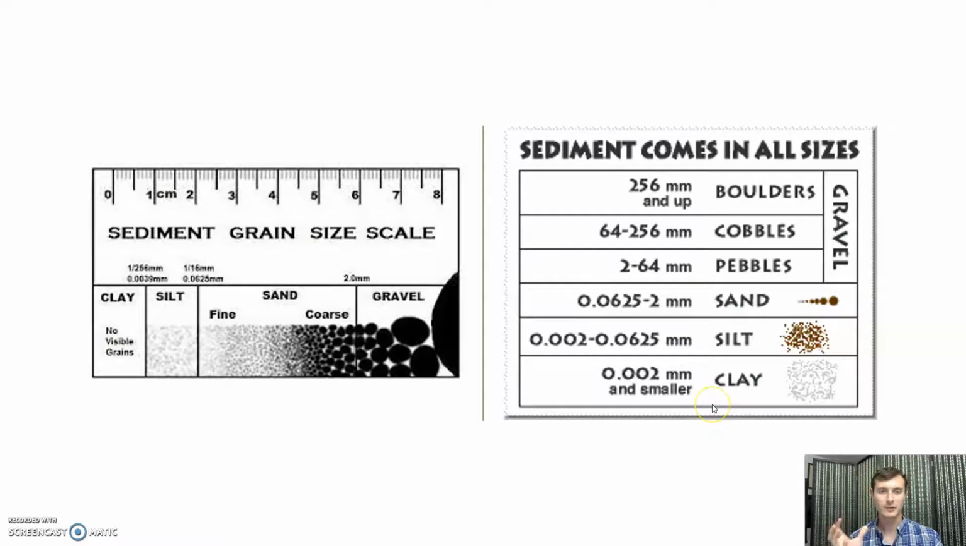And this has sort of a different way of looking at it here. So everything that is 2 millimeters or above is going to be a gravel, and you might have these different kinds, right? You have pebbles, and then bigger than that are cobbles, like cobblestone, and then even bigger than that are boulders, the big rocks. Smaller than gravel is sand, smaller than that is silt, and then the very smallest stuff are clays.